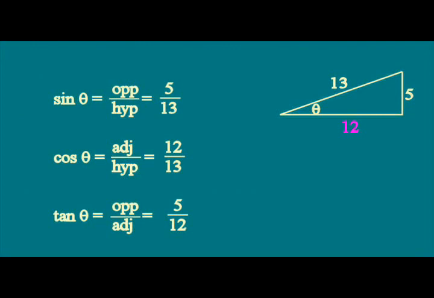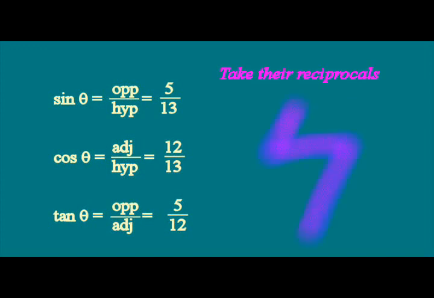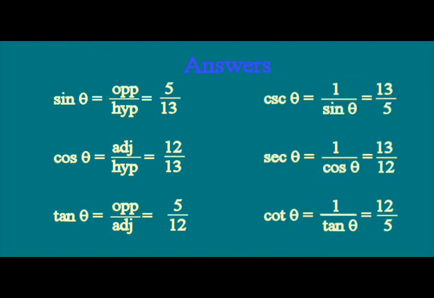Now we can look at the triangle and read off the trig functions. Sine is opposite over hypotenuse. We get 5 over 13. Cosine is adjacent over hypotenuse, so we get 12 over 13. Tangent is opposite over adjacent. That comes out to be 5/12. Now let's take the reciprocals of those. 1/sine is the cosecant, so that's 13/5. Secant is 1/cosine, that's 13/12. Cotangent is 1/tangent. We get 12/5. That's it.